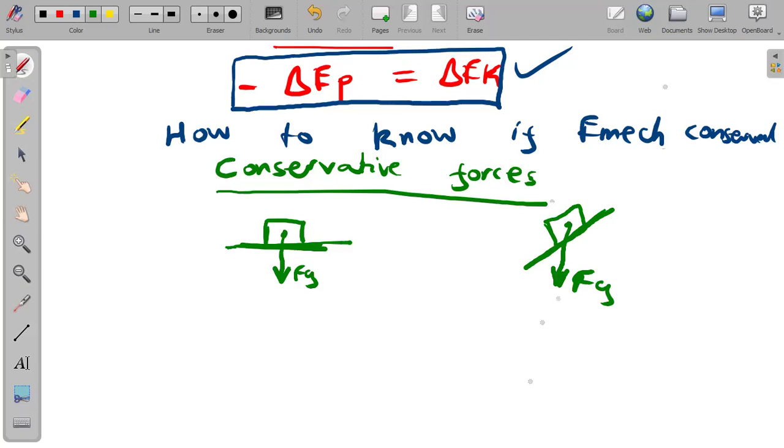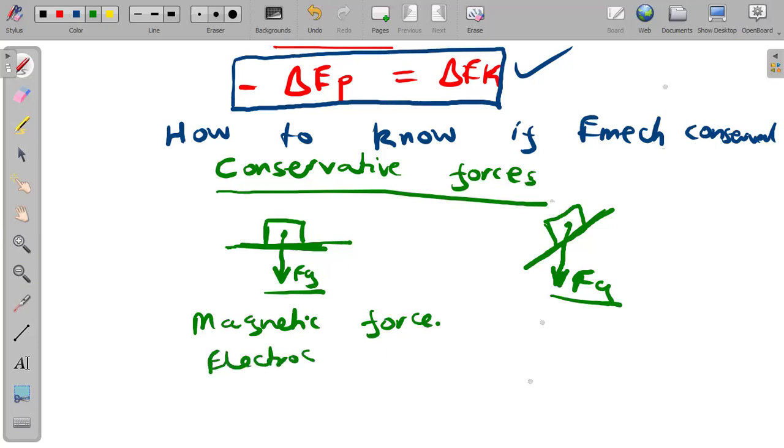Therefore, we can safely say that if gravitational force does work, the work is not path dependent. This is because the gravitational force has a specific direction that it follows, towards the Earth's center. Hence, it's an example of a conservative force. Another example is the magnetic force, which is a conservative force. Another one is electrostatic force, also a conservative force. So these are the examples we have of conservative forces.